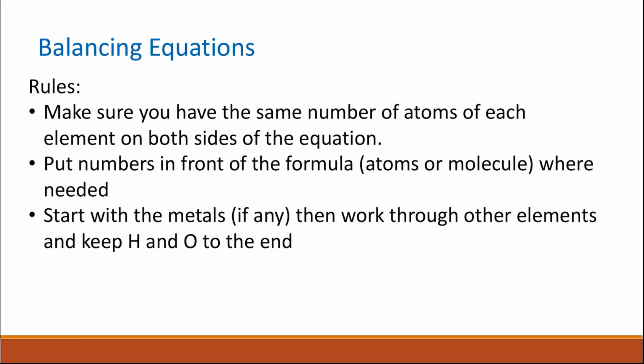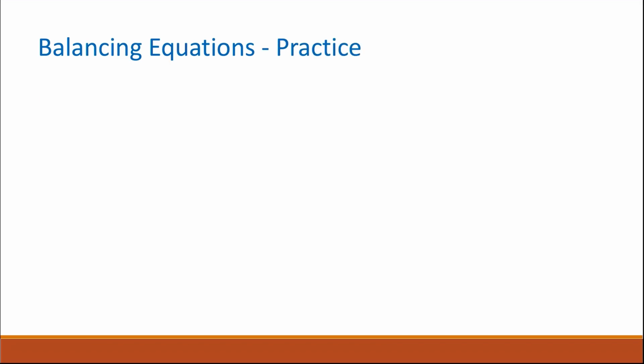When we balance an equation, always start with the metals. If you have metals in your equation, start by balancing the metals first, and then you carry on with the other elements and try to leave the oxygen and hydrogen to the end, especially hydrogen, because we mostly have a lot of hydrogens in our equation, and it would be much easier to balance the hydrogen at the end. So let's practice balancing equations.